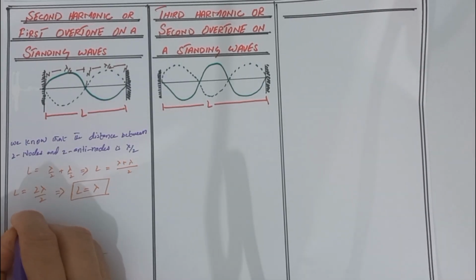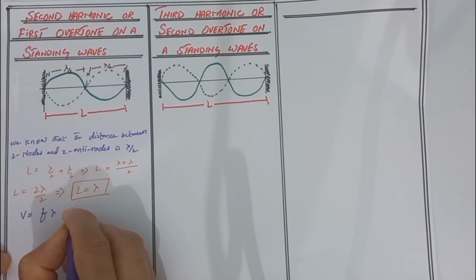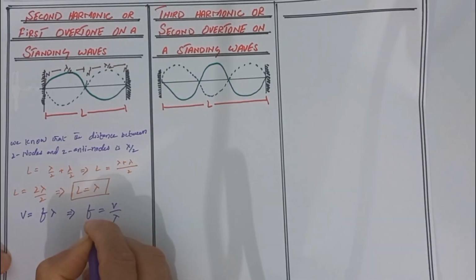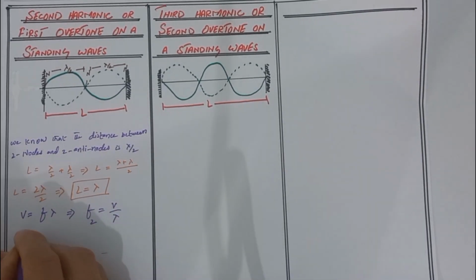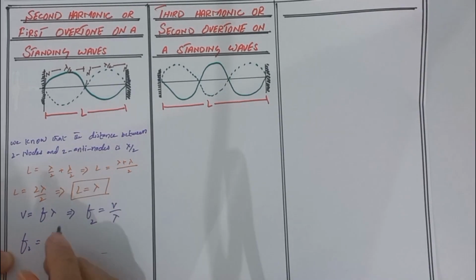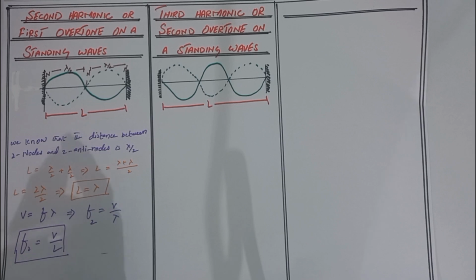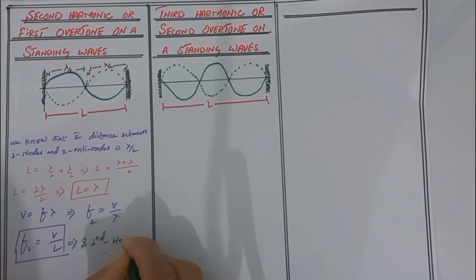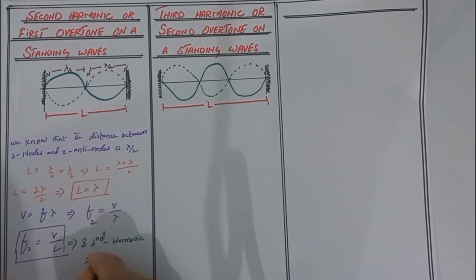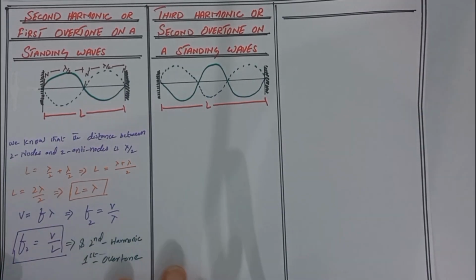We know that the velocity of a wave is equal to frequency times wavelength. Here we calculate the frequency, so we can write f is equal to v over lambda. We find the second harmonic, f2, the first overtone. Here lambda is equal to L, so f2 is equal to v over L. This frequency is called the second harmonic and first overtone on a standing wave.